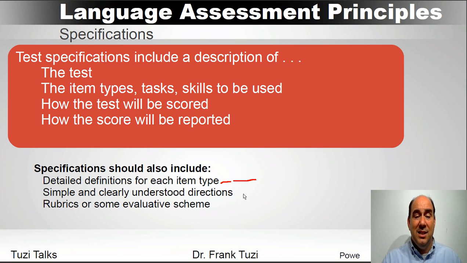You should have simple and clearly understood directions. That's for both the test takers and the test developers. You should also have rubrics or some evaluative scheme. If you're going to be using just straight numbers, that's going to be a little easier. If you're going to be developing a rubric to assess a presentation or a speech or a paper, those rubrics should be defined, clearly defined, so that, again, someone coming in will know how to use these materials.